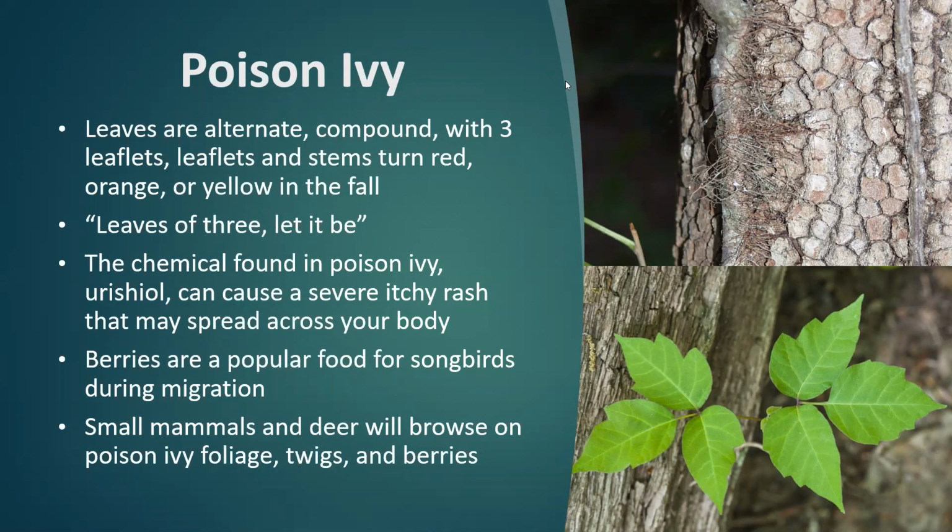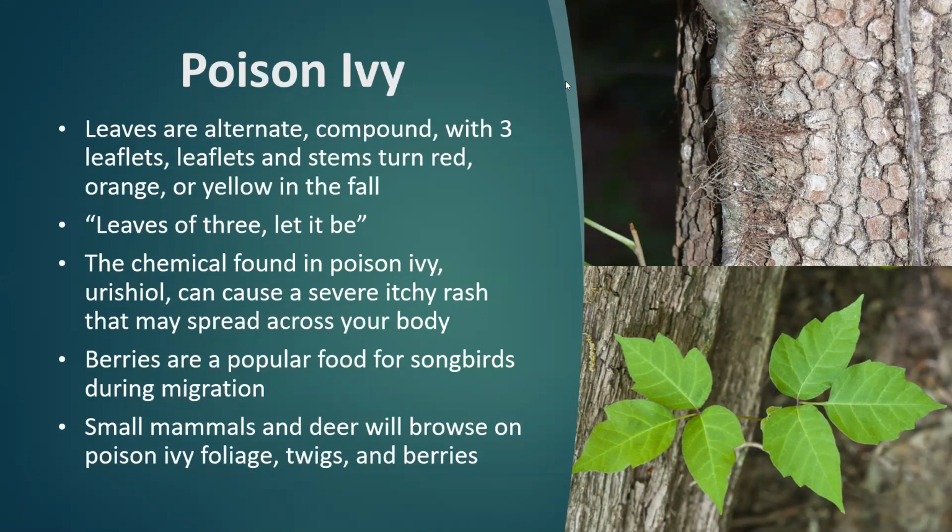So if you are climbing a tree or cutting down a tree, make sure that you check for poison ivy vines beforehand. So again, leaves of three, let it be. The chemical in poison ivy that we've been alluding to that causes a pretty severe itchy rash is known as urushiol, and it can spread across your body. Once you start developing that rash, you want to get it treated pretty quickly. Otherwise, it can continue to spread.